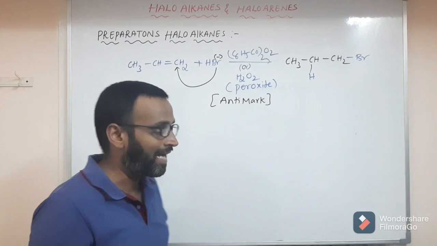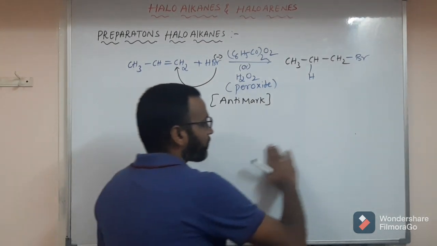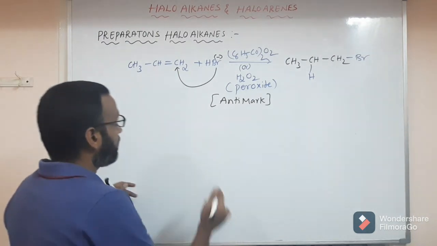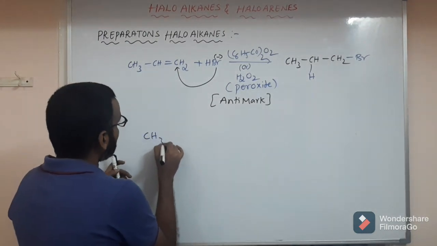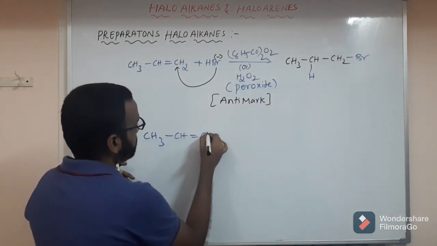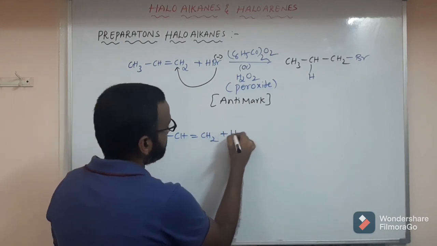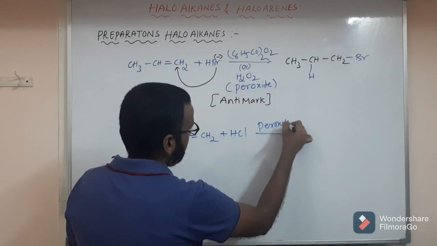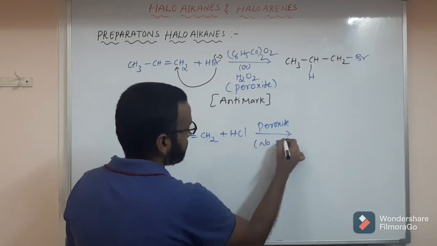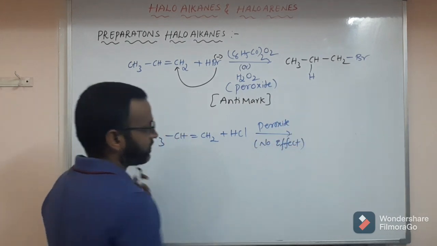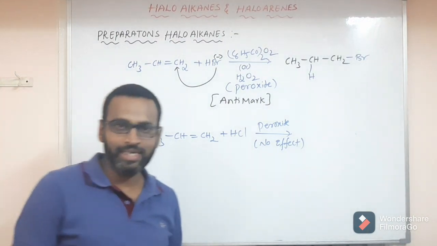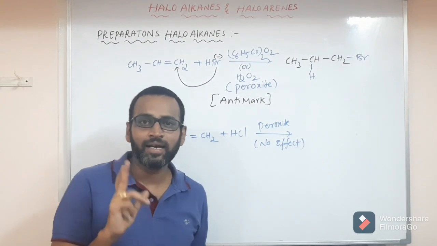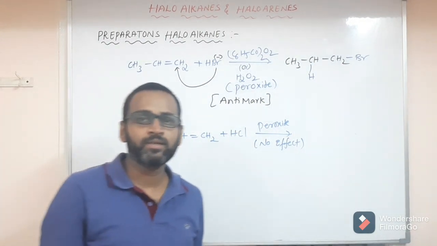Please have all these things. These are all very important. Have a look and remember everything. Even if you are using CH3 CH double bond CH2 and adding HCl, even if I use peroxide, there is no effect. The peroxide effect, as I said before, is only for HBr and not for HCl or water.